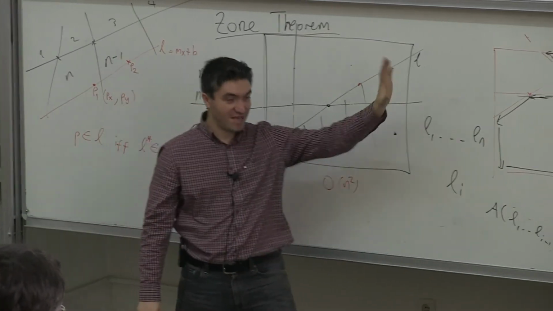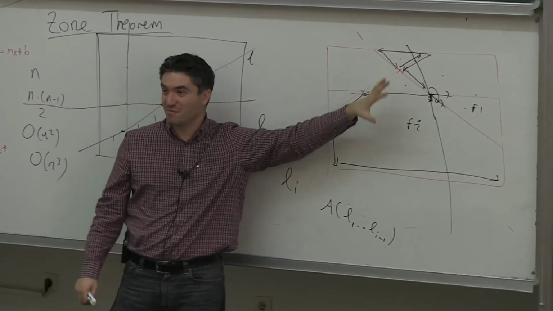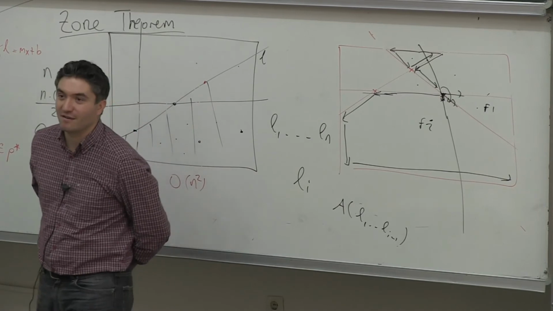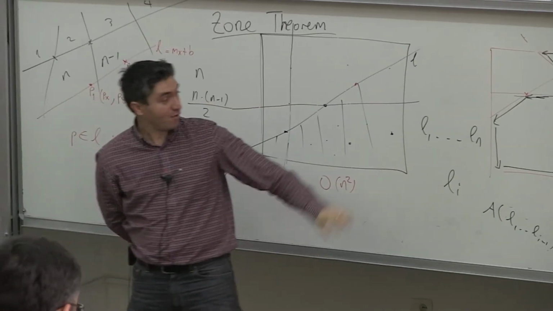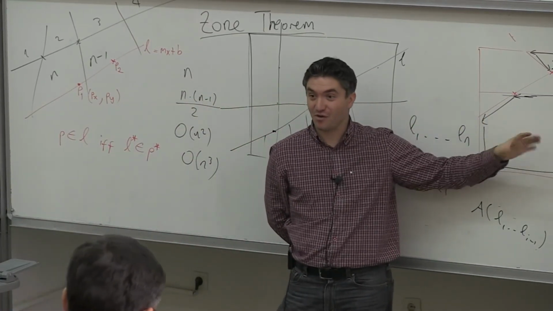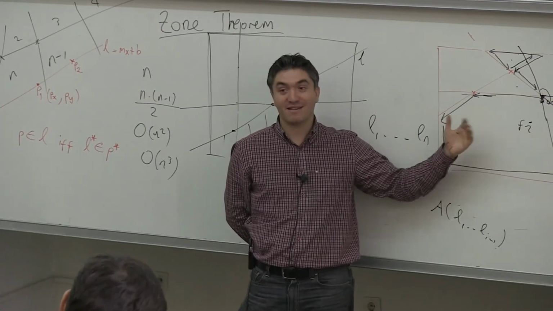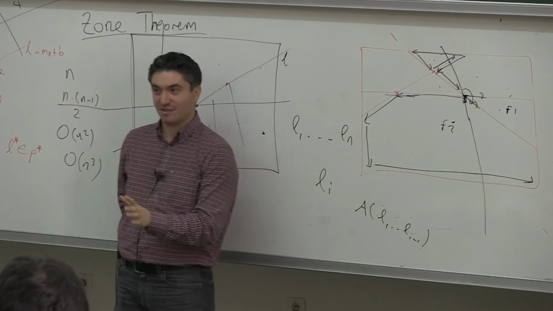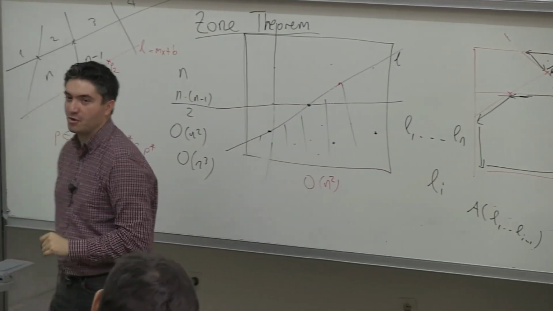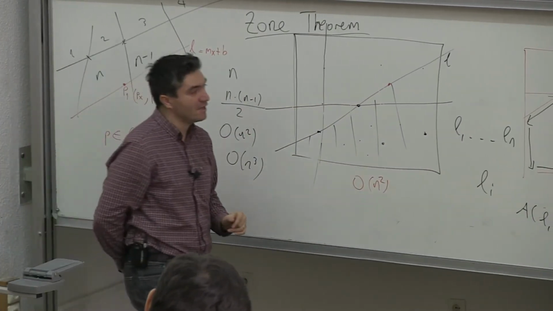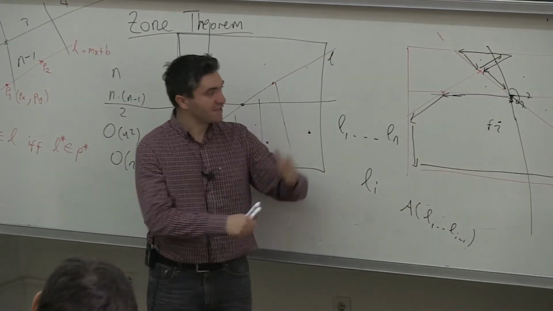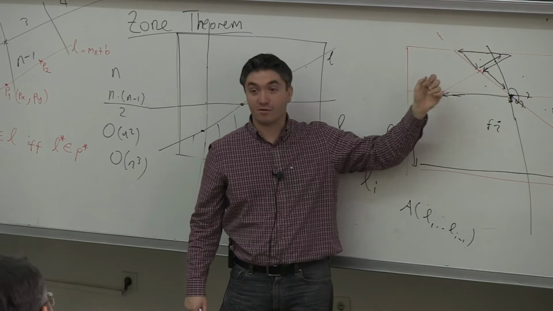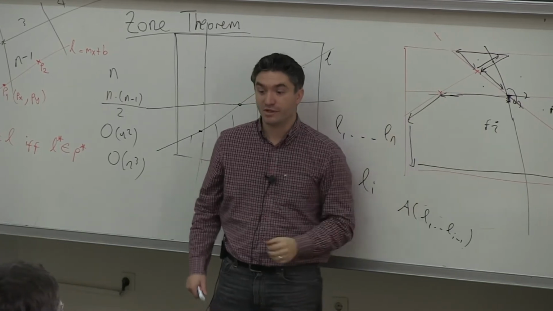But after we have the doubly connected edge list, we'll be able to solve this easily. Again, for n square vertices, we are going to determine how many lines are above these n square vertices in O(n square) time. The next thing I'm going to show you is, given a doubly connected edge list, how do we compute efficiently how many lines are above a vertex?